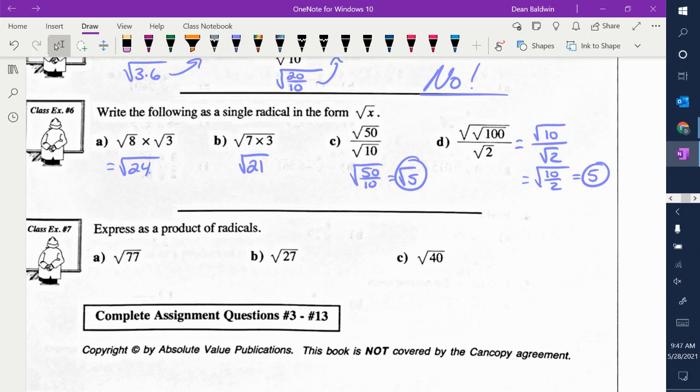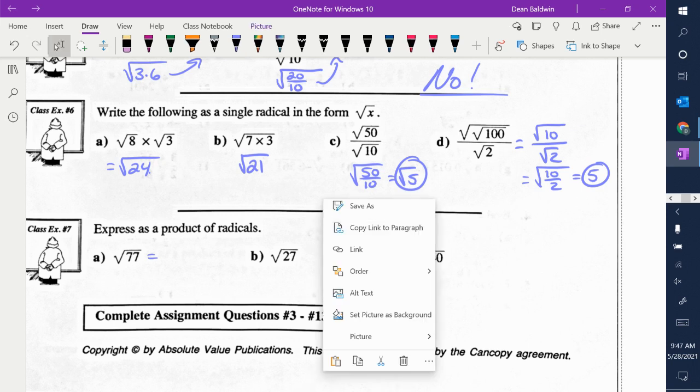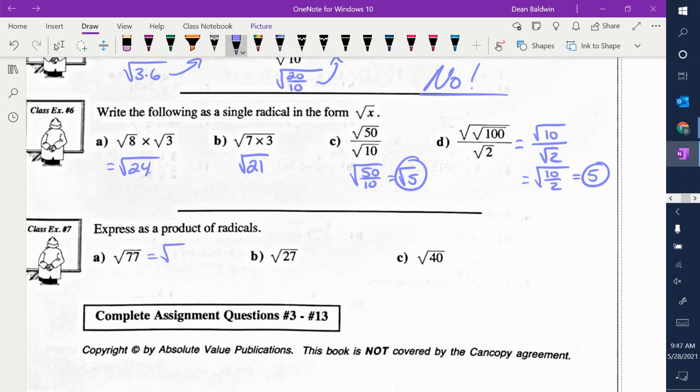Okay, now we're going to break it apart, because sometimes you want to break it apart. So, what multiplies to 77? 11 and 7. So this is going to be the same as root 11 times root 7. What multiplies to 27? 9 and 3. So we can write root 3 times root 9.